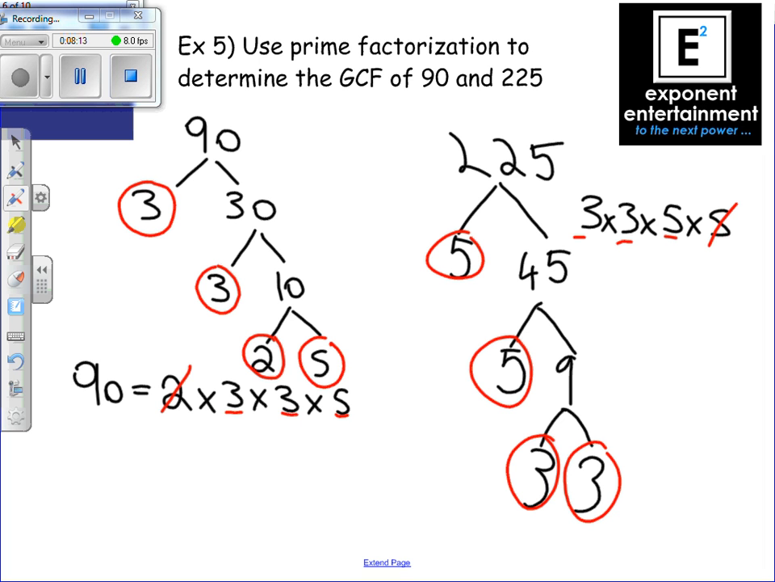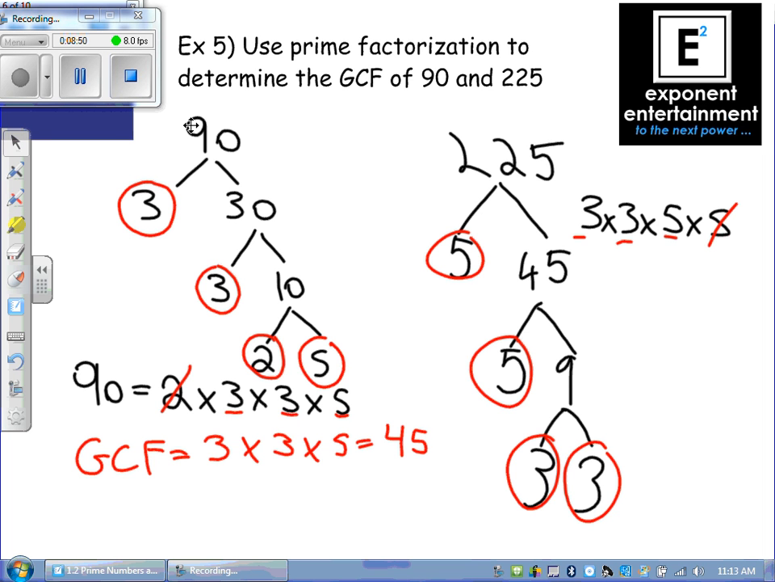So, the greatest common factor is equal to all the things we underlined. 3 times 3 times 5. And what's that equal to? 45. Seems simple. Slow down a bit. Okay. I'll give you a second to catch up. Any questions about greatest common factor? We're about to move on.